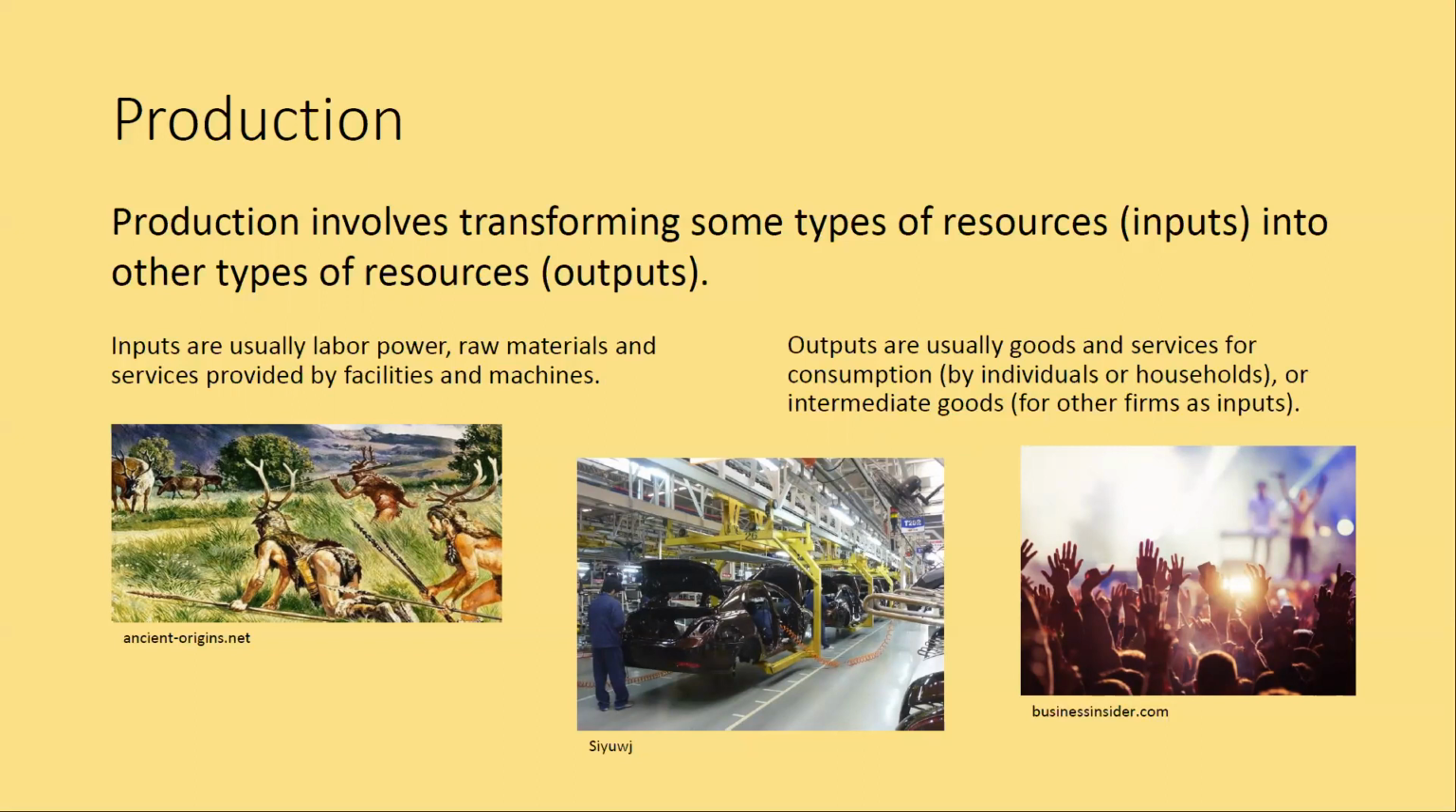In ancient times, the oldest production behavior is that people go out and hunt for food. In this case, people are transforming their time or their human power into food through production, and the production behavior is hunting.